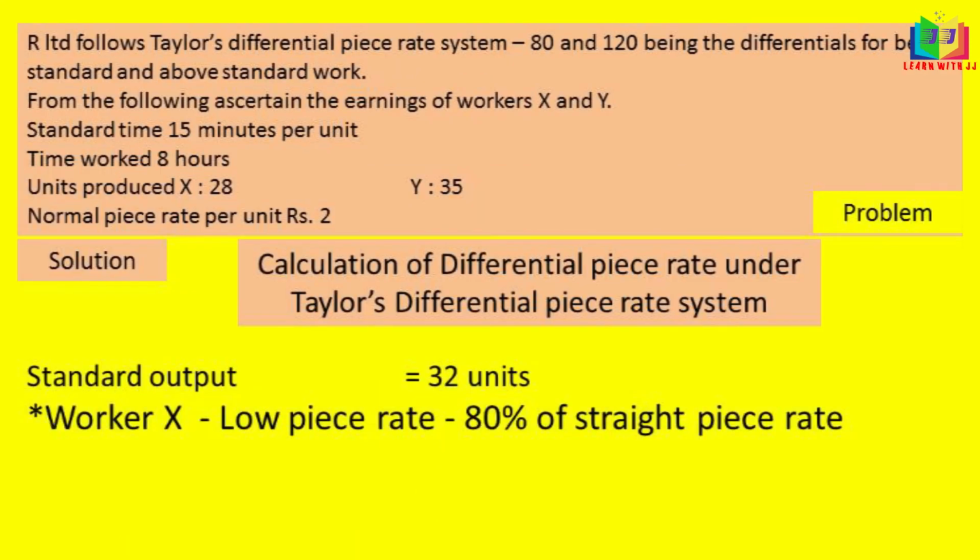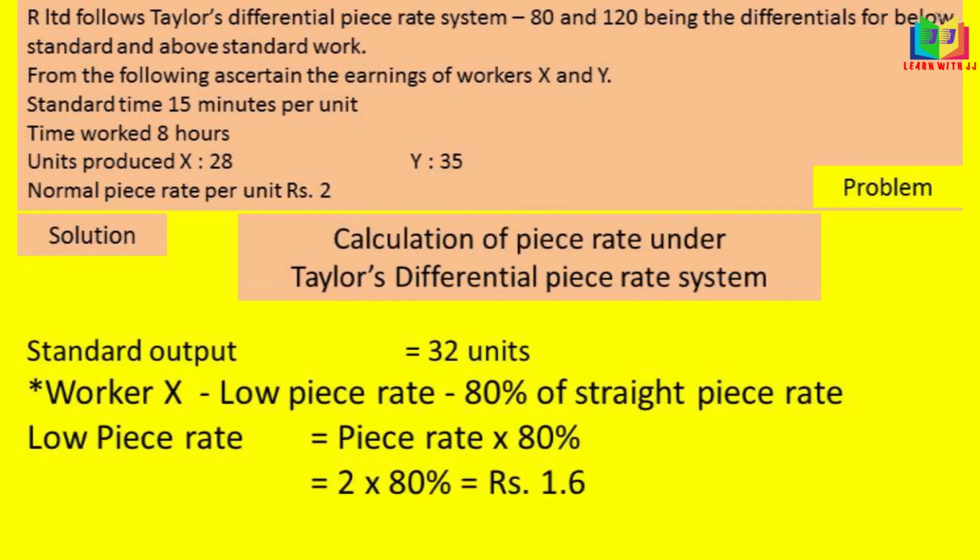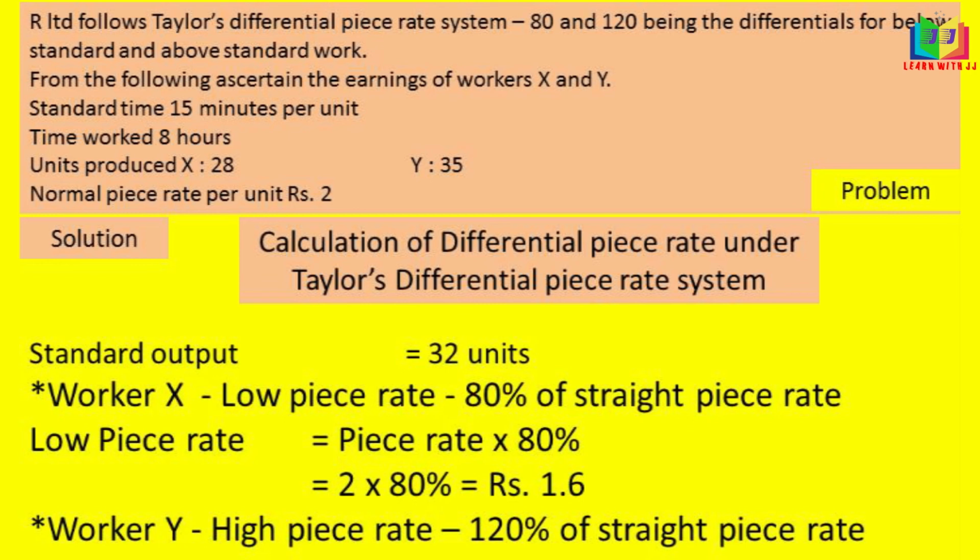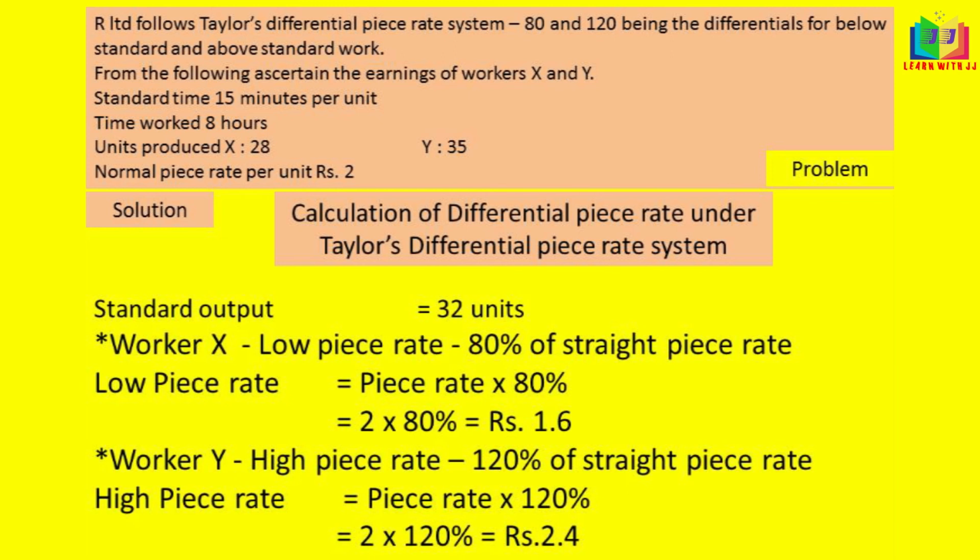Now we'll calculate the differential piece rate. For low piece rate, it is 80% of the straight piece rate. The piece rate is 2 rupees, so 2 into 80% will get 1.6 rupees. And high piece rate is 120% of the straight piece rate. The piece rate is 2 rupees, which is given in the problem, so 2 into 120% will get 2.4 rupees. That is the high piece rate. Are you clear? Yes.